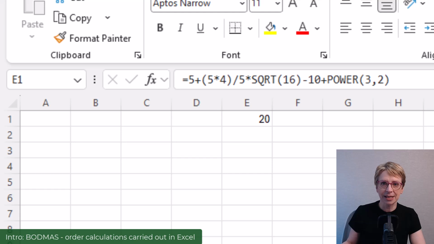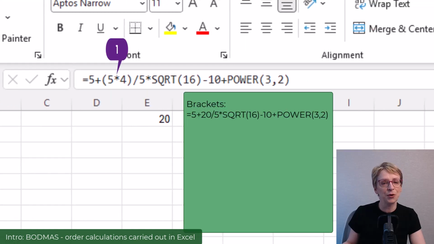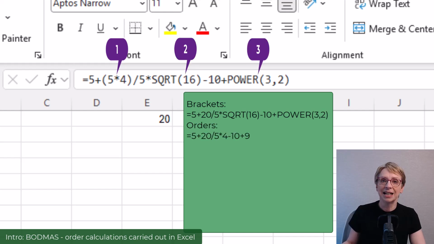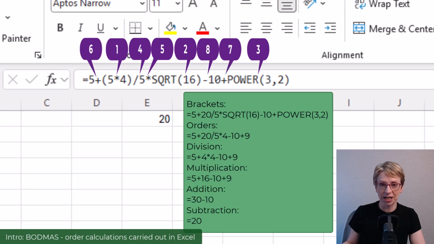With BODMAS in calculations, the first thing to look for is brackets and perform the calculation in the brackets. Then go back to the start of the formula and look to see if there is anything that falls under orders. And if there are, for example, any powers or roots, we do those next. Then we carry out any division, then multiplication, then addition, then subtraction.